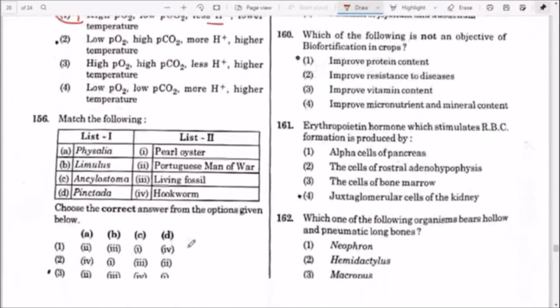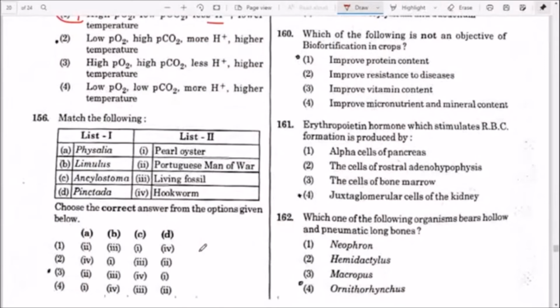Next, match the following. List 1: Physalia, Limulus, Ancylostoma, Pinctada; Portuguese man of war, living fossil, hookworm, pearl oyster. Choose the correct answer from the options given below. It is 3, where Physalia is 2, Portuguese man of war, Limulus is 3, living fossil, Ancylostoma is 4, hookworm, and Pinctada is pearl oyster.